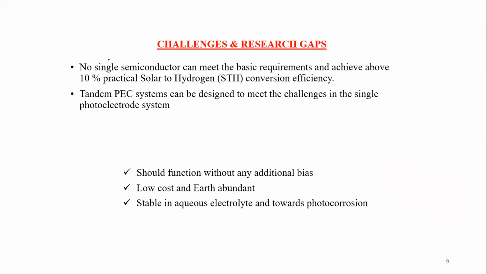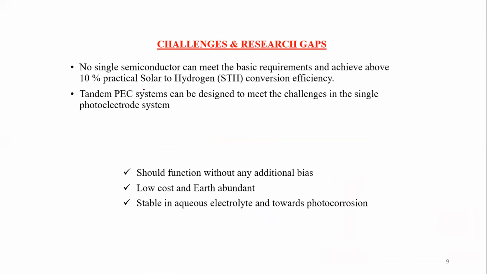So if you just take a single semiconductor photoelectrochemical system, no semiconductor so far has fulfilled the requirement of being a good photocatalyst. It doesn't fulfill all the basic requirements, and so we didn't get this 10% factor for hydrogen efficiency. So one alternative to improve this solar to hydrogen efficiency is to combine different photoelectrochemical systems.